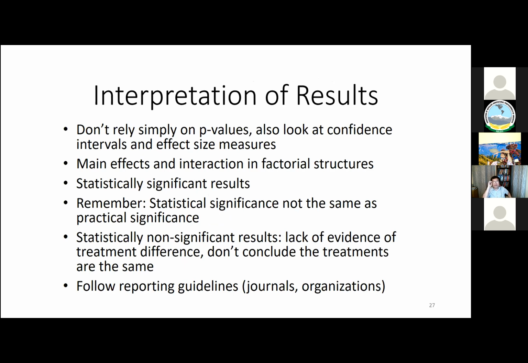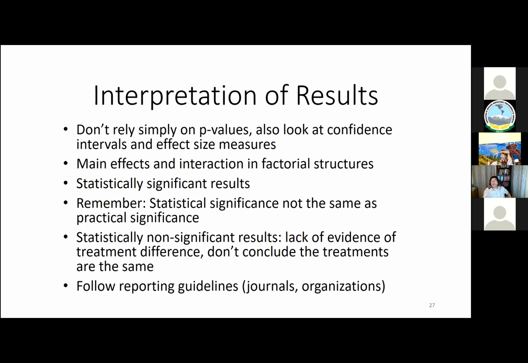P-value just says whether there is statistical significance or not, right? In terms of hypothesis testing, that does not give you enough information. So what is more important is to look at the confidence intervals and effect size measures. It is more important to look at the effect size measures, right?